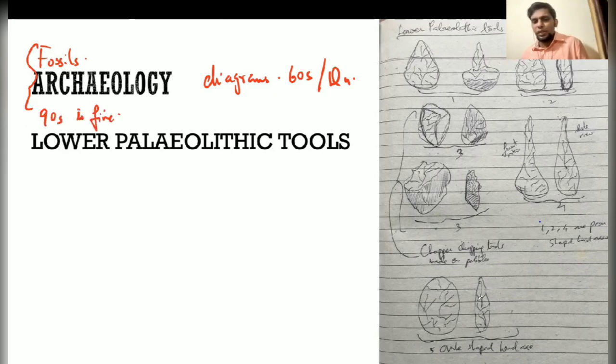Because if they see the tools that are drawn here, and these are all the ones that I had drawn, from my practice, my practice of 60 seconds, and that includes my labeling. I would have lower Paleolithic tools and all of that. And these are essentially the ones that I've tried practicing.